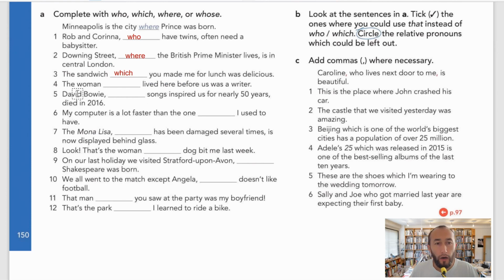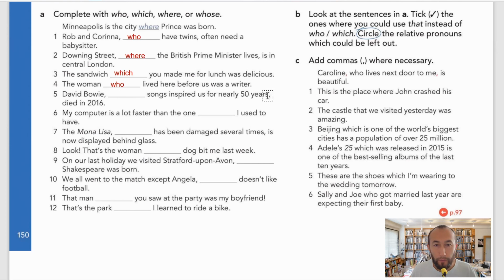Number four, the woman lived here before us was a writer. We're talking about a woman, so it's a human, so we're going to use who. We're going to write who here. The woman who lived here before us was a writer. That's it.